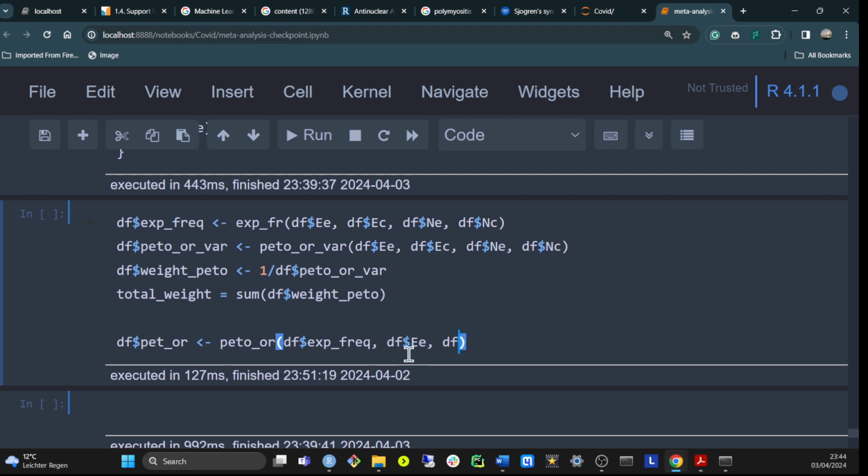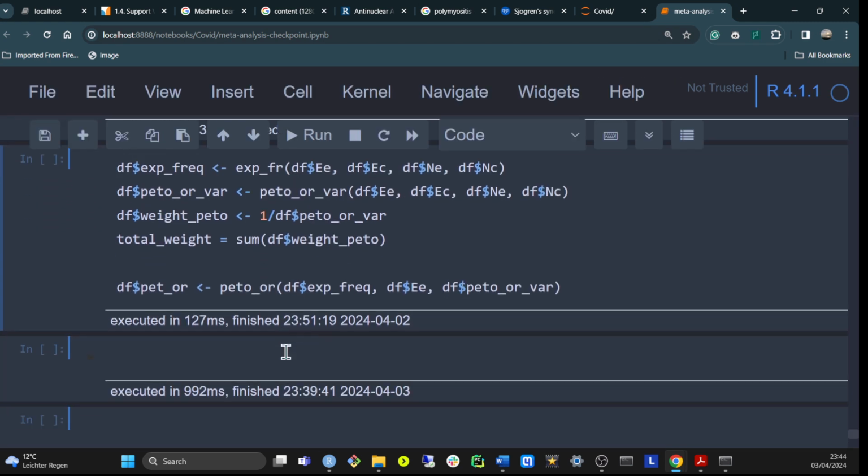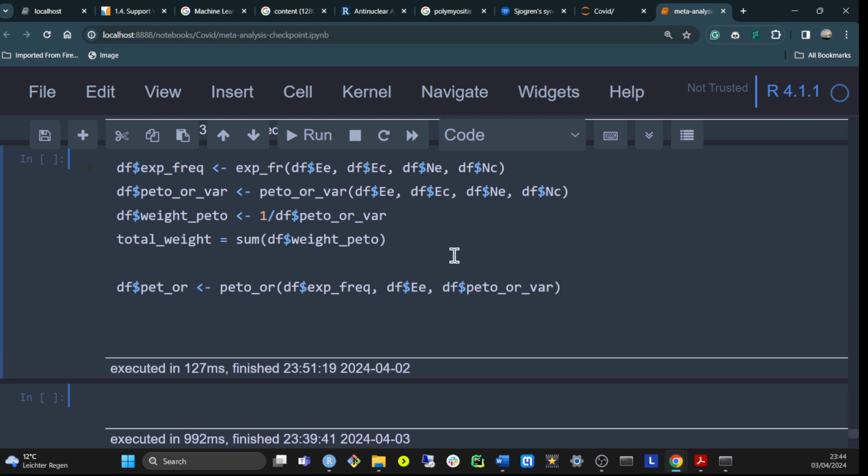The next thing is the upper confidence interval. So the upper would be simple. I will just copy this and then replace a few things. So that would be the upper, and then I will replace this minus with plus. So now I have the upper, the lower, and the pooled odds ratio. So if I run these, I will get everything.